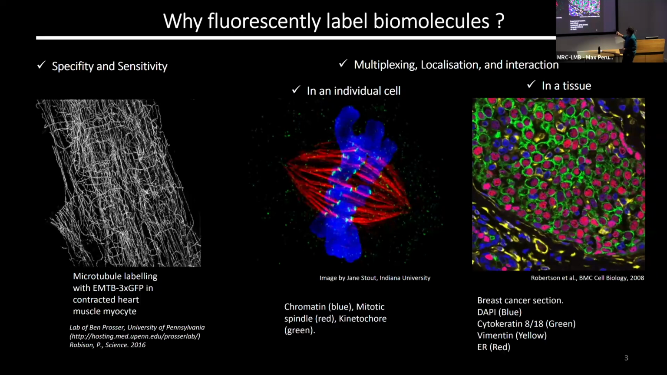And you can do this also in tissue. So this is an example of a breast cancer section. It has DAPI in blue, cytokeratin in green, vimentin in yellow, and endoplasmic reticulum in red. And so once again, you can see the relative localization of all the structures inside the cell.